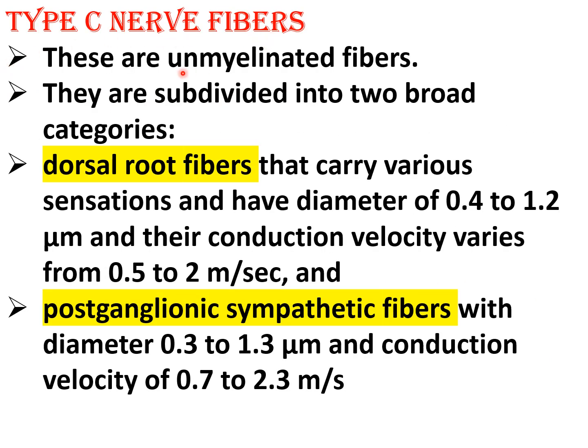Type C nerve fibers. These are unmyelinated nerve fibers and these are subdivided into two broad categories. Dorsal root fibers that carry various sensations and have a diameter of about 0.4 to 1.2 micrometer and their conduction velocity varies from 0.5 to 2 meter per second. And postganglionic sympathetic fibers with diameter of about 0.3 to 1.3 micrometer and conduction velocity of 0.7 to 2.3 meter per second.